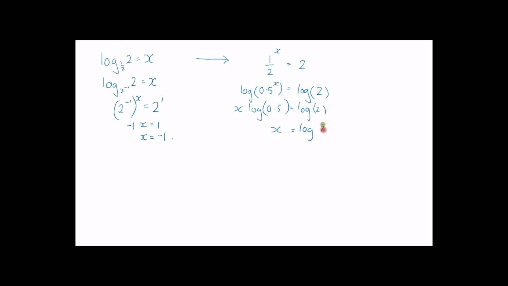So x equals log 2 over log 0.5. And we can do this and we find out that it does indeed equal negative 1 as well. It doesn't matter what base we're using, as long as we go from this situation up here in the top left, where we have the log of whatever base, but then we rewrite that in terms of an index equation, and then we take the log of both sides, but now it's just the base 10 log, and we can work that out on our calculator.